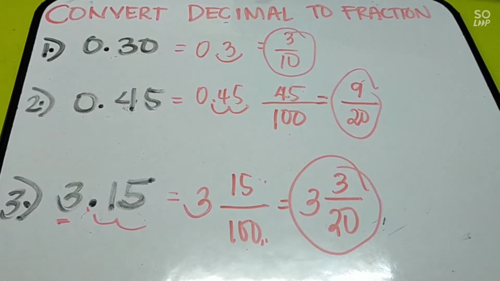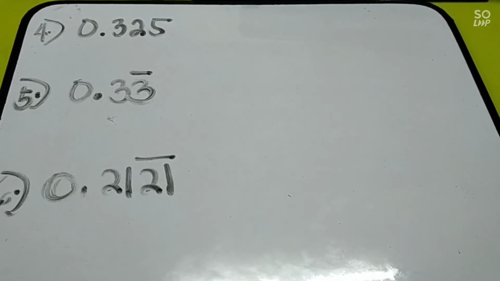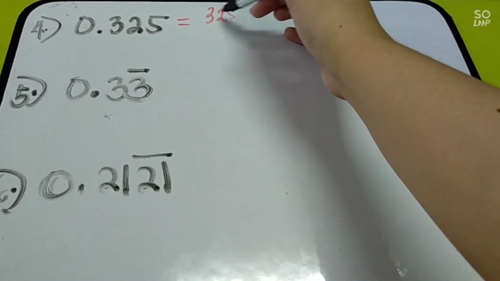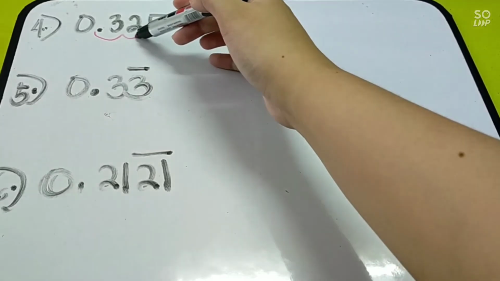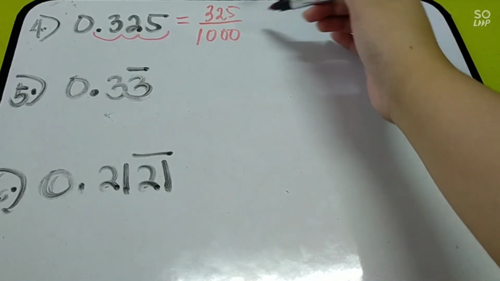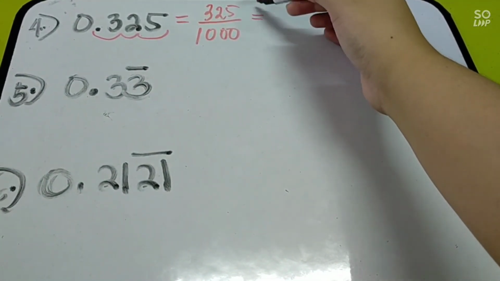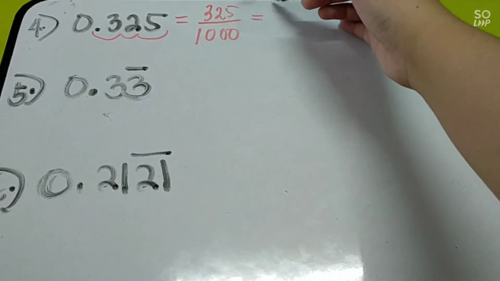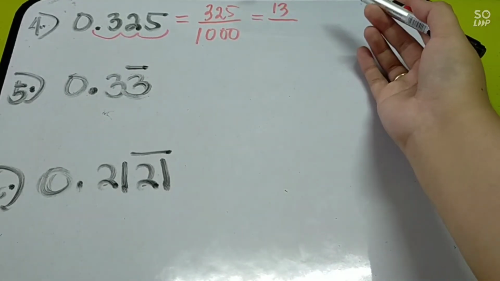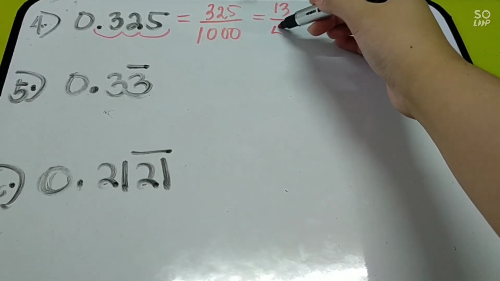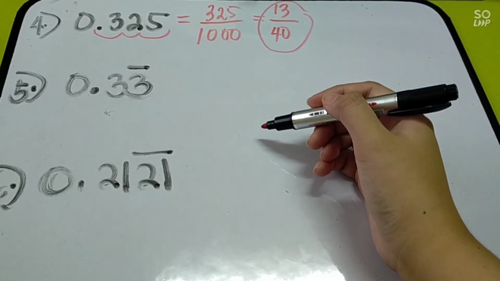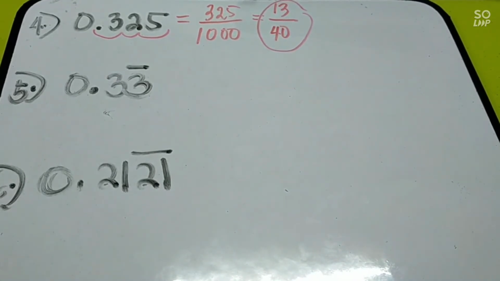So, let us have more examples. Number 4, we have 0.325. Here, we have 325. Since we count the zeros, 1, 2, 3, three zeros, that is 1,000. It's that simple. So, we simplify. They are divisible by 25. 325 divided by 25, the answer is 13. Then, 1,000 divided by 25, the answer is 40. That is it. So, we have 13 over 40. Is it clear? It's that simple when it is terminating and does not repeat.